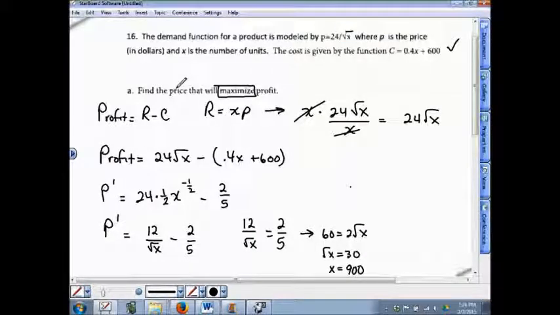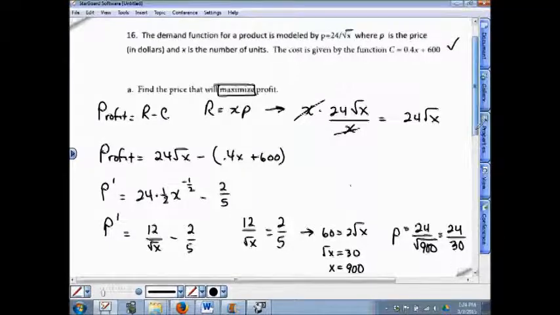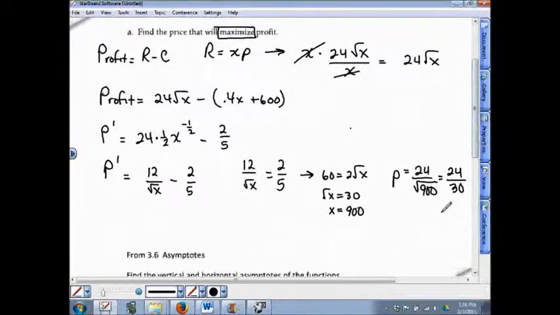The question though is asking for what price would that be. So now we take 900 and plug it back into the price function. And the demand function here, P is equal to 24 divided by the square root of x, and x is 900. Square root of 900 is 30. So it's 24 over 30. That simplifies to 4/5. 4/5 is the same as 8/10, so that's 80 cents.